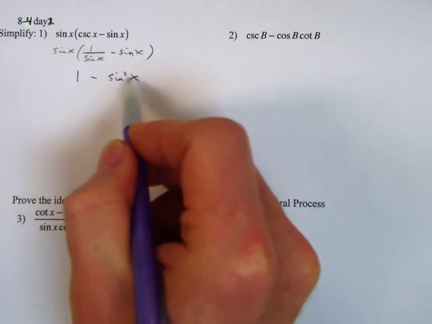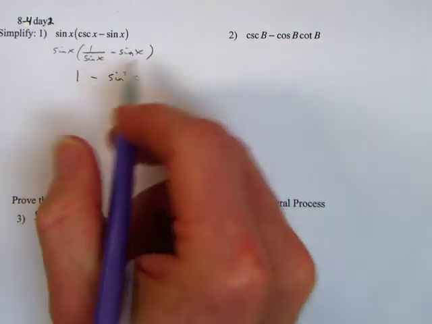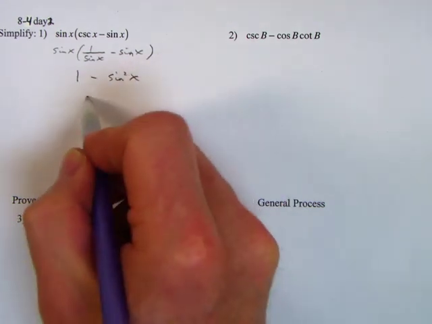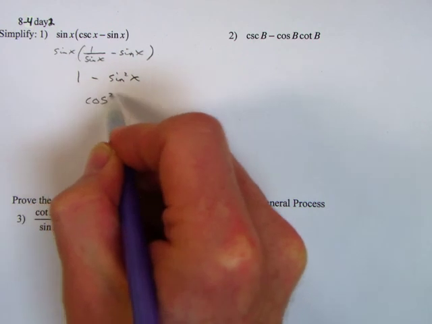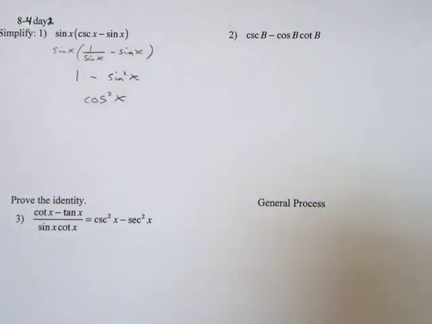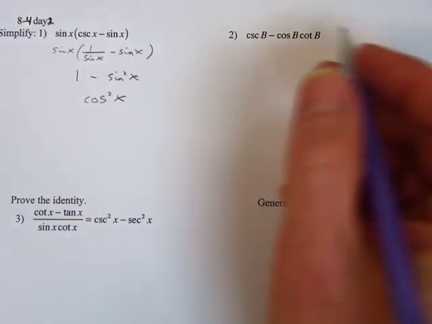And again, you want to think Pythagorean identity. So sine squared plus cosine squared is 1. So 1 minus sine squared is cosine squared. And that's it. Try to do the next one by yourself and then check the video.